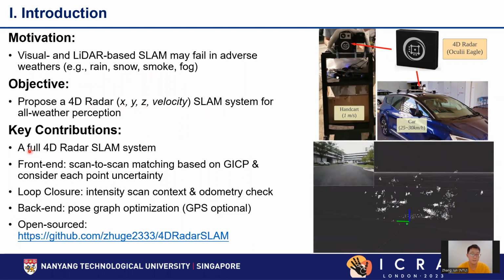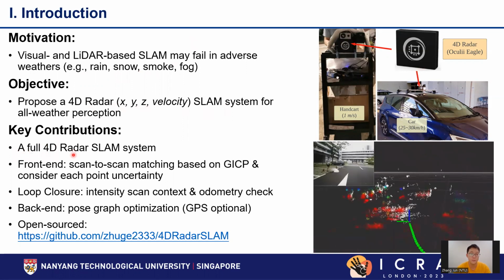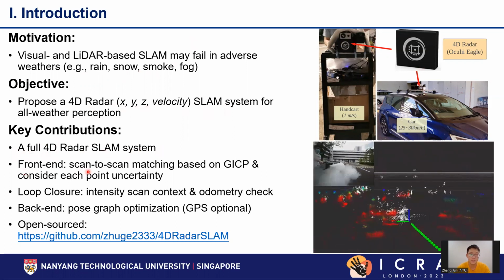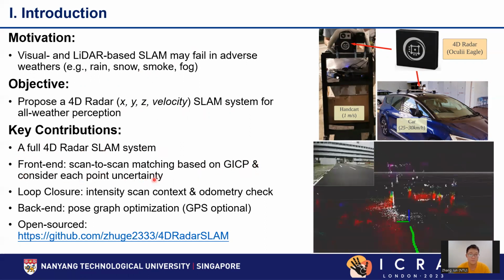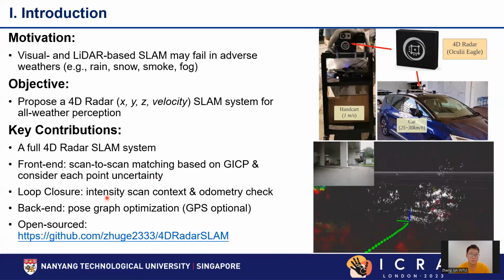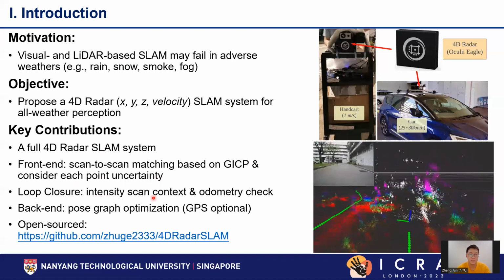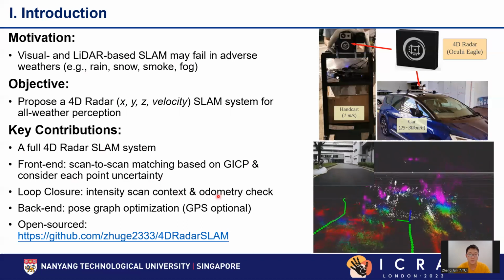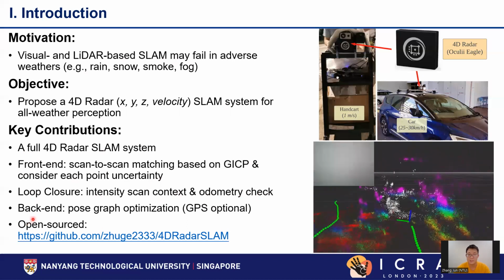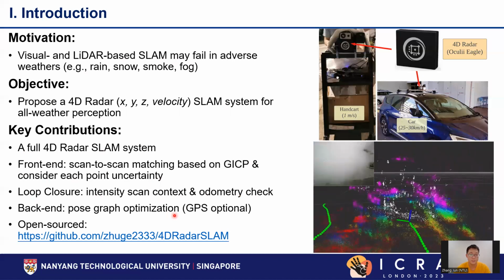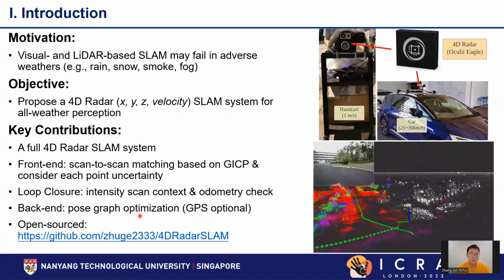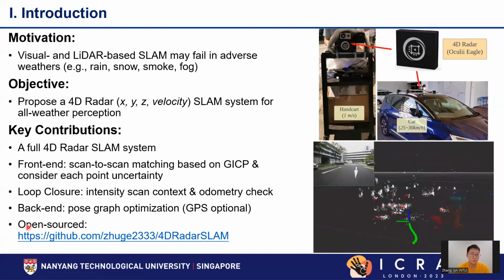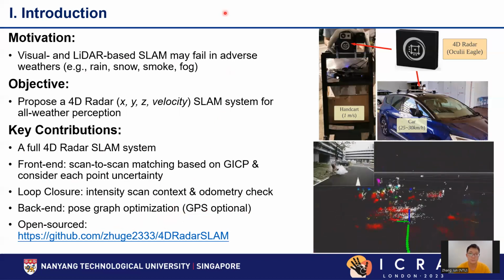The key contribution is that we presented a full 4D radar SLAM system. In the front end, scan-to-scan matching is based on GICP, and we introduced the uncertainty of each point. In the loop closure module, we introduced the intensity scan context and the odometry check module. In the back end, we use pose graph optimization with optional GPS to get the optimized global trajectory. We also open source our code on GitHub.